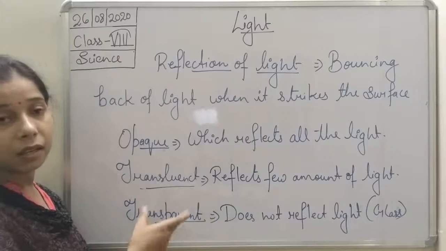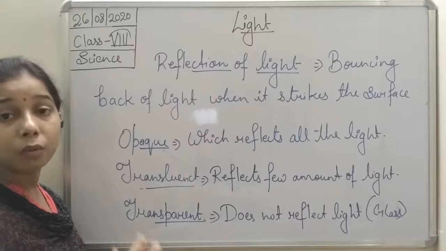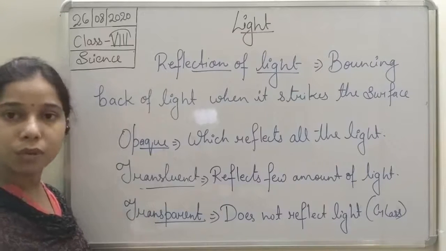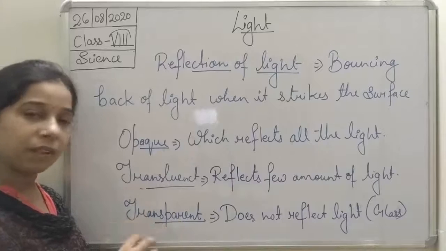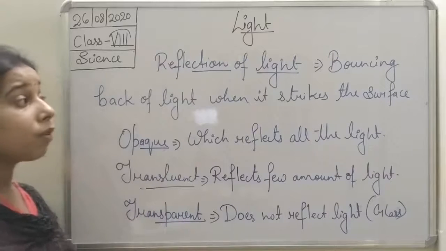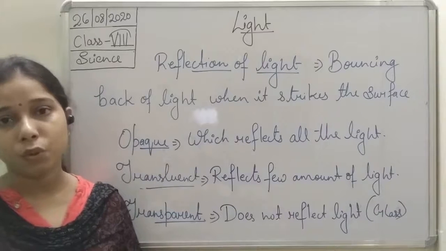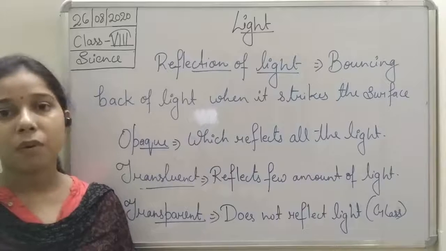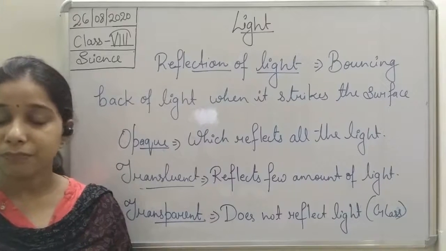Translucent is like that of the tissue paper. So you will see that it will not allow all the light to be reflected. And opaque, I told you, if a metal is there or if a wood is there, it will reflect all the light which falls on it. So reflection of the light varies from material to material. Some materials reflect all the light. Some materials allow a few of the light to be reflected.